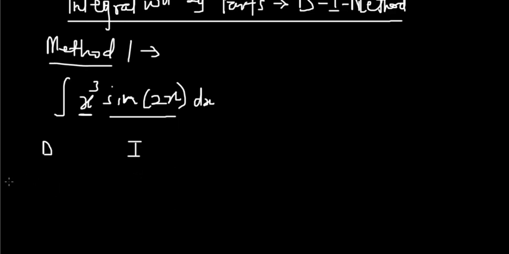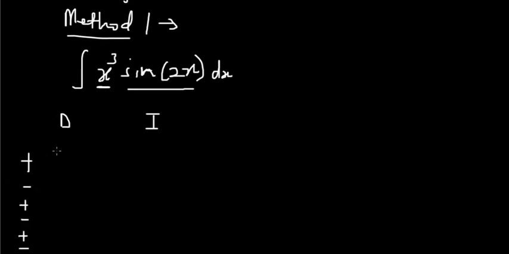But before you do that, just write your plus minus, just in case. So let's first choose x cubed to differentiate, and sine 2x will be what we integrate. Now all you have to do is keep on differentiating. When you differentiate x cubed, you end up at 3x squared. You differentiate again, you end up at 6x. You differentiate again, you end up at 6, and then you end up with 0.